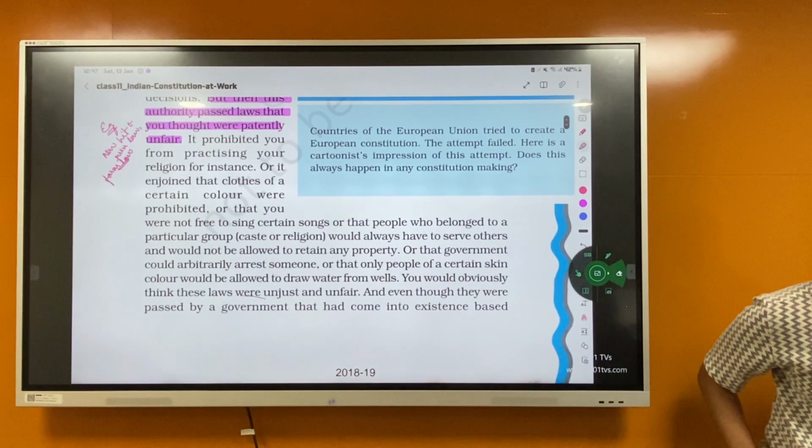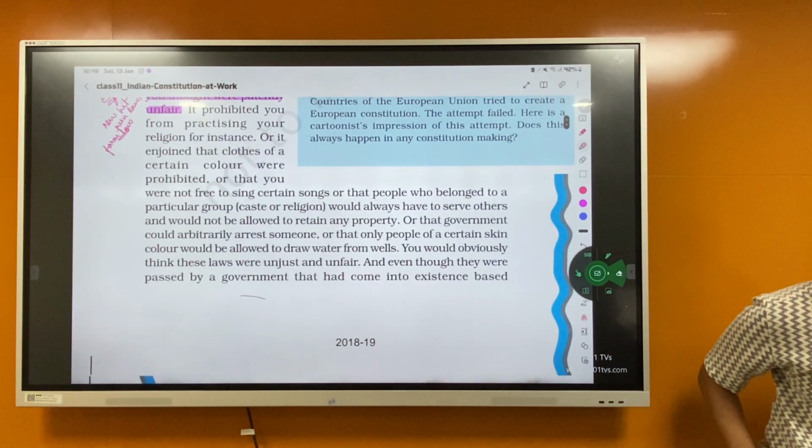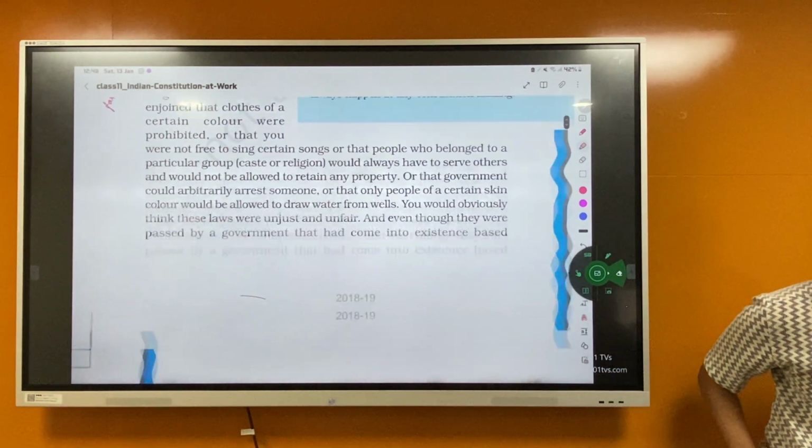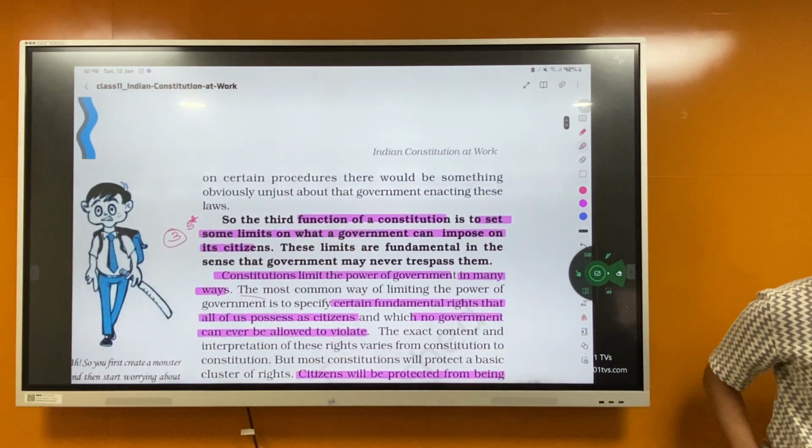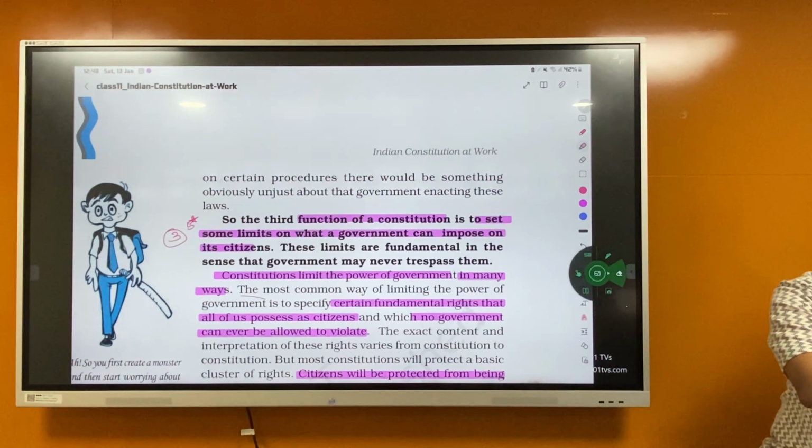And even though they were passed by the government, and had come into existence based on certain procedures, there would be something obviously unjust about the government enacting these laws.